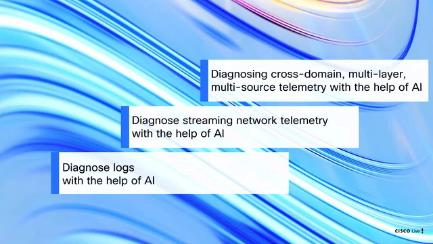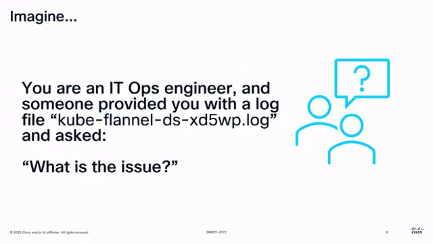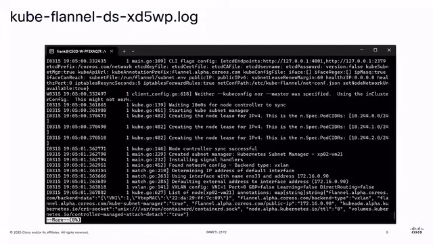So let's start off with something simple. And the something simple is logs. So imagine, put your shoes into an IT ops engineer. Somebody threw you a file, and that file might be called clubfanel blah, blah, blah.log. And then somebody's asking you, like, what is the issue? And that file looks like this, right? So just a log file from Kubernetes.